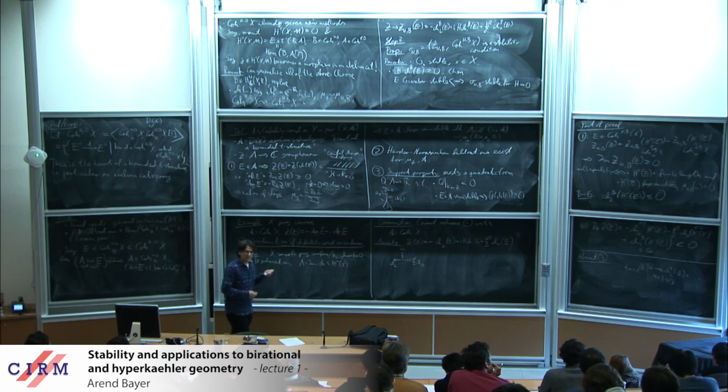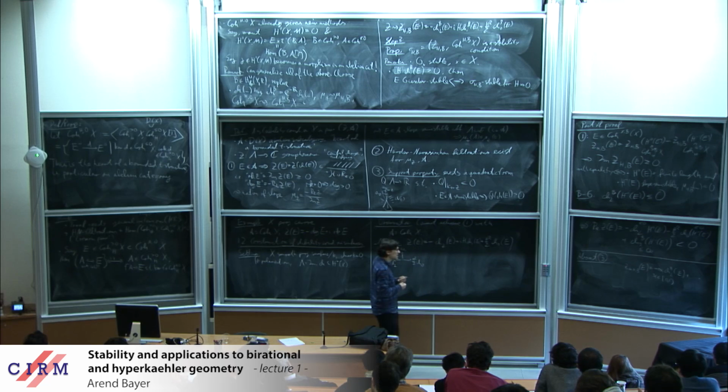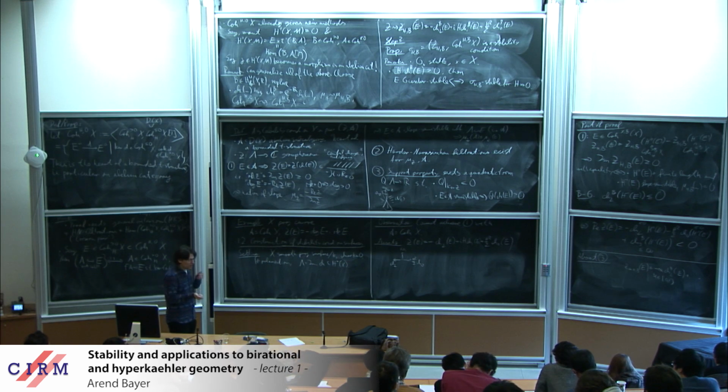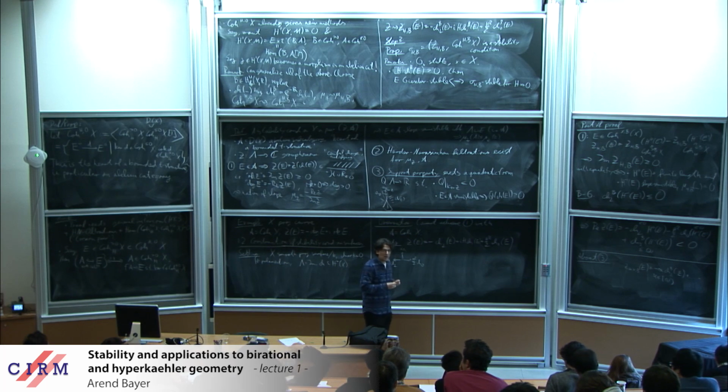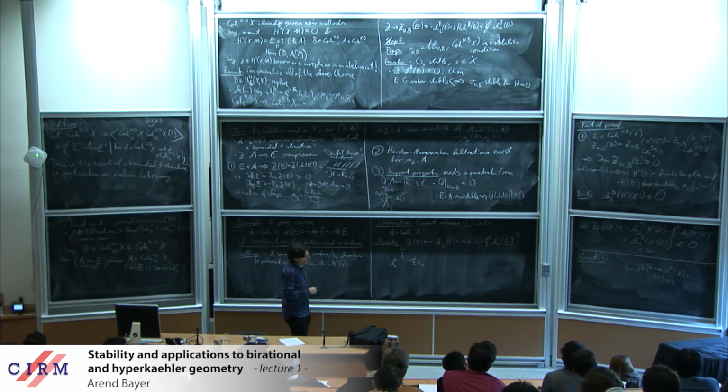And we run this, we deform the central charge and look at what happens to our semistable objects. There will be some wall crossing. Some objects will become unstable. Some new ones will become stable. But the basic idea is that such a quadratic inequality does not get destroyed by wall crossing.